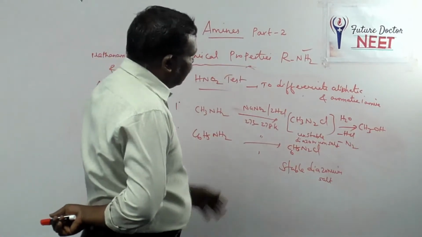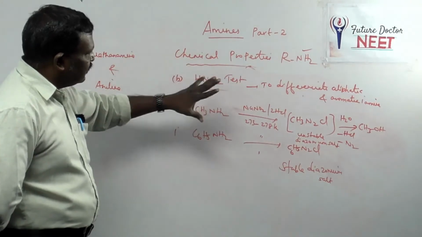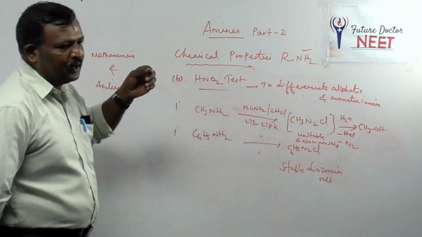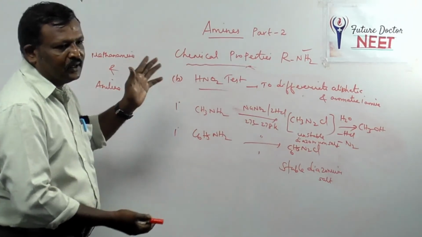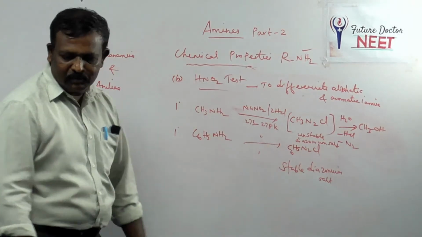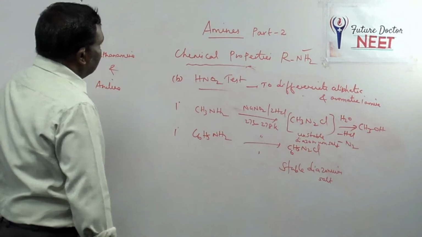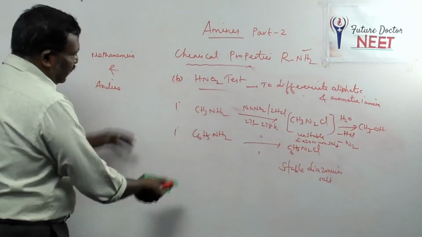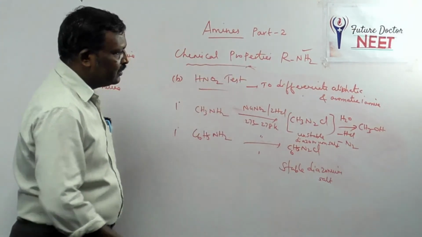Biology is like direct questions, and organic chemistry also has direct questions. We don't have any problem at all. If you know all the name reactions and the tests to differentiate, you can easily get the answer. Both are primary, but to differentiate them, which test can we follow? The nitrous acid test.